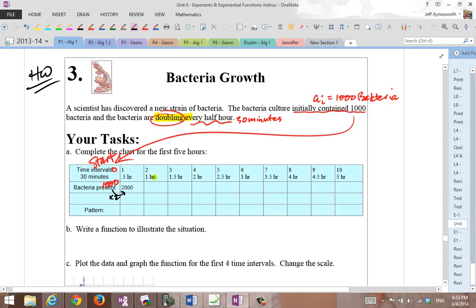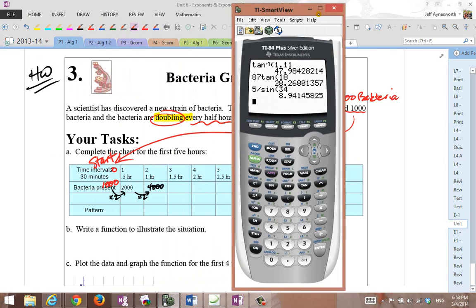Well, every 30 minutes, it doubles again. So after half an hour, 30 minutes later, is an hour. The second time interval, it doubles. So you got to multiply by 2 again, right? And so what do we have? We have 2 times 2,000, ooh, 4,000.